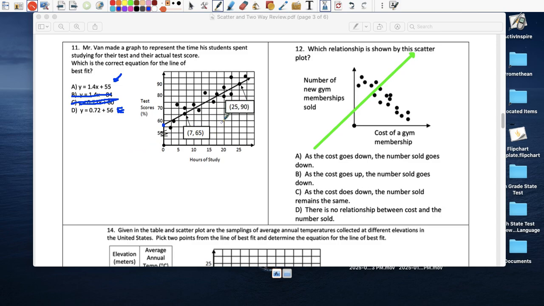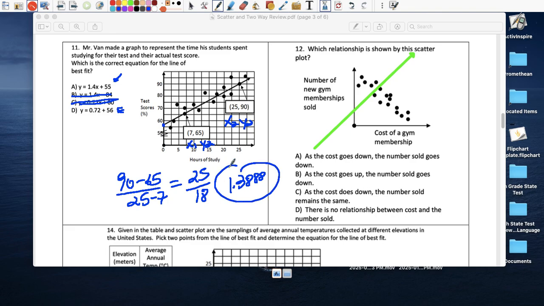They picked 2 points for us. And let's just find the slope really quick. So 90 minus 65 over 25 minus 7. And we get 25 on top, right? And then 18 at the bottom. And if you simplify that, 25 divided by 18, you get 1.388888, which they round to the nearest tenth and get 1.4. So A is our choice.